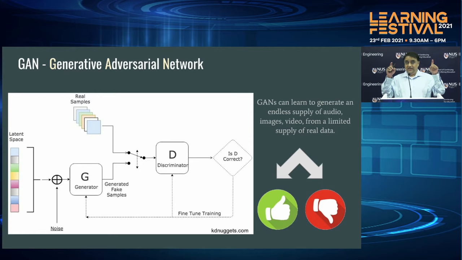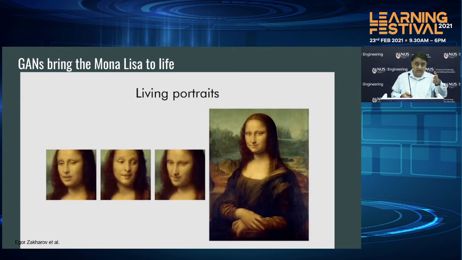So let me show you an example. This was done by some researchers from Samsung. They took several views of the Mona Lisa, and they're able to animate it. It's kind of cool, right? The Mona Lisa can talk to you. This is not a human, there's no human behind this. It's completely generated from this static picture of the Mona Lisa and a GAN type of algorithm. So I call it GANs bring the Mona Lisa to life.